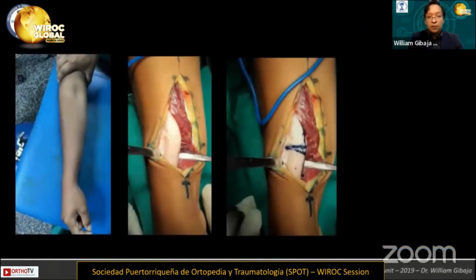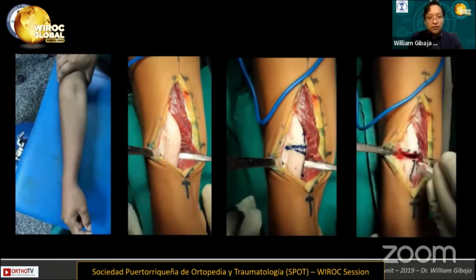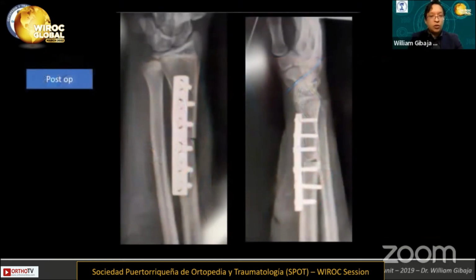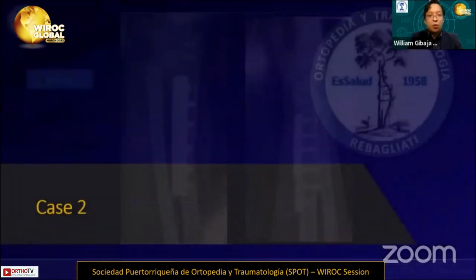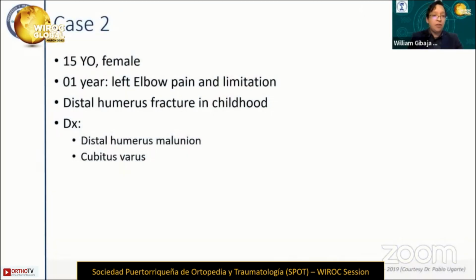These are the intraoperative images where we do exactly what we planned. We measure this in the OR, we do the closing wedge osteotomy, and our results are pretty similar to what we have planned. This is another case, a 15-year-old female patient.